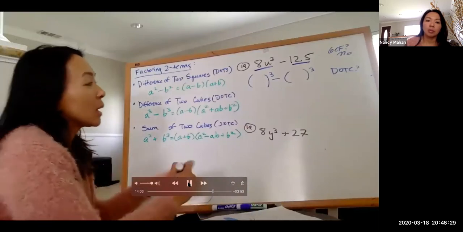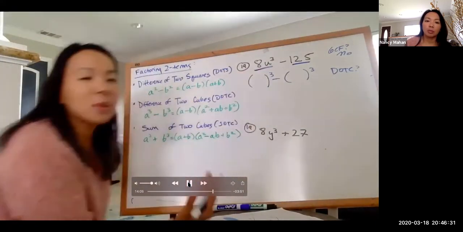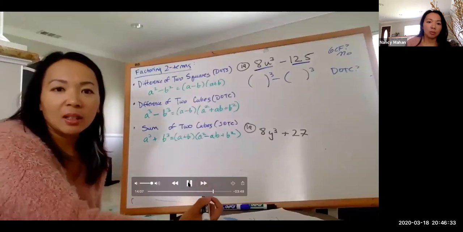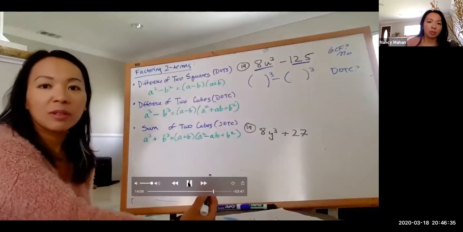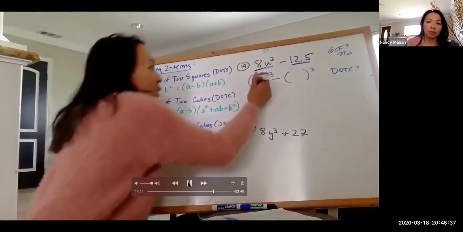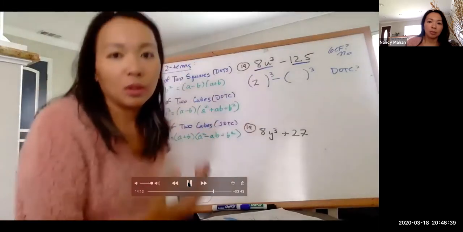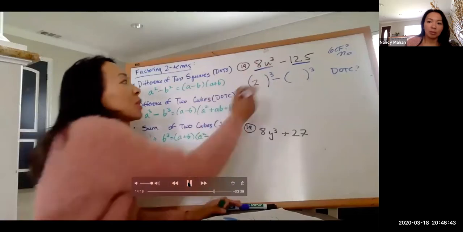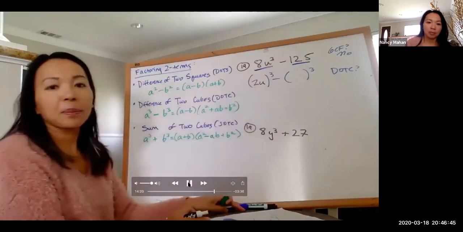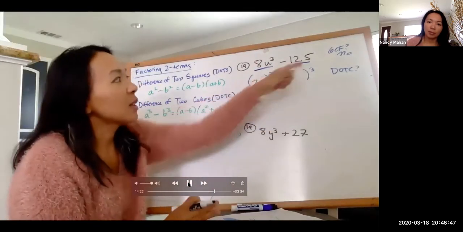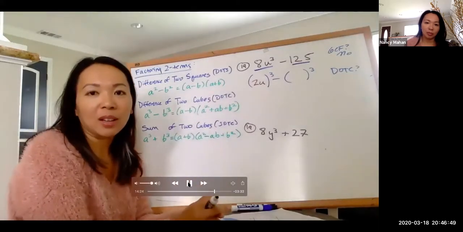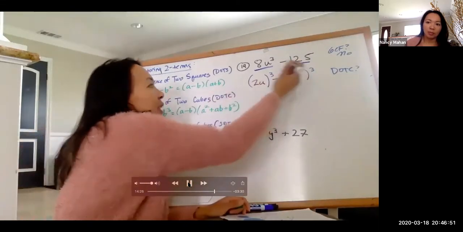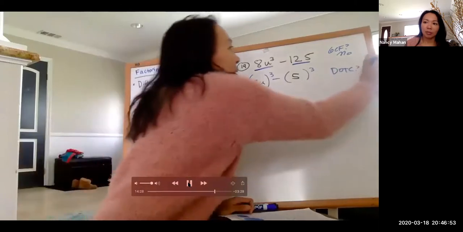All right, so when I look at 8u cubed, what's being cubed? The number 8, what number cubed will give me the number 8? The answer is 2. 2 times 2 times 2 will give me 8. U cubed, what's being cubed? The u. 125, what is being cubed to give me 125? 5. Awesome. So yes, it is a doctica.